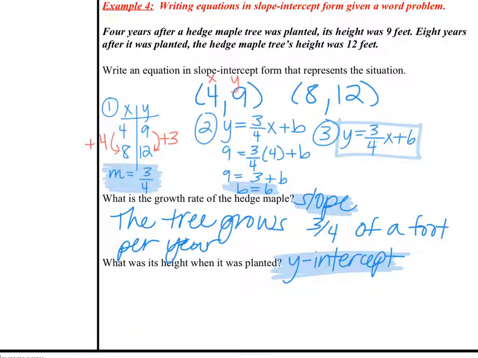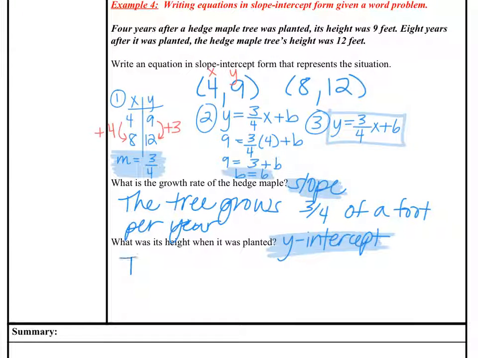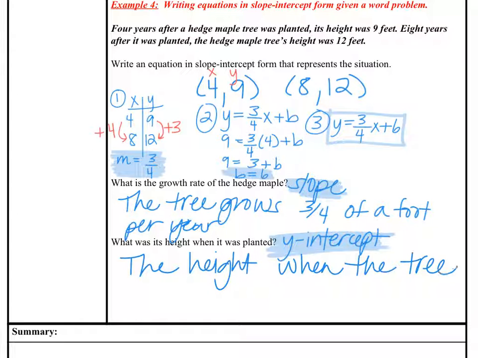Connor, can you give me a full sentence? So Connor, Elliot, you told me 6 feet. Can you give me that in a sentence? The height when it was planted? Yeah. Height when the tree was planted was 6 feet.